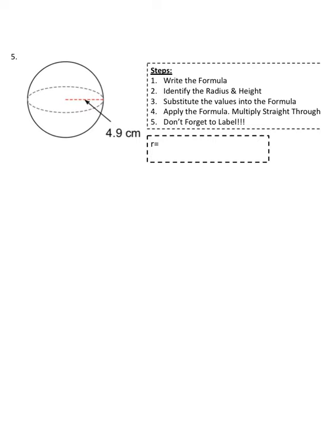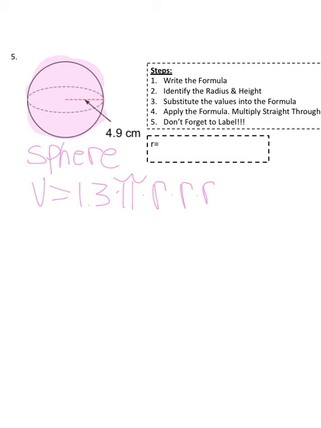So the first thing we need to do is decide what kind of 3D shape we're looking at. So I need to know which shape we're dealing with in order to use the correct formula. So it looks like we're dealing with a sphere. So now that we know we're dealing with a sphere, we know which formula to use, which is volume equals 1.3 times pi times r times r times r. So step 1 is done.